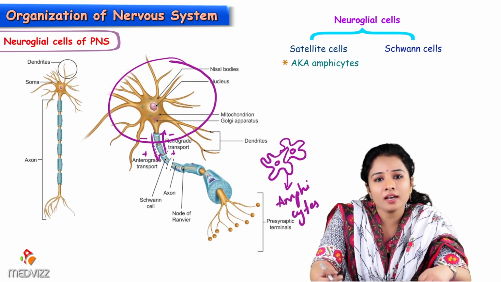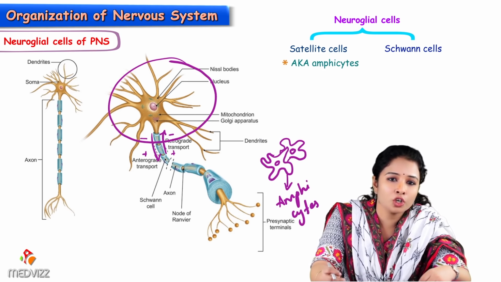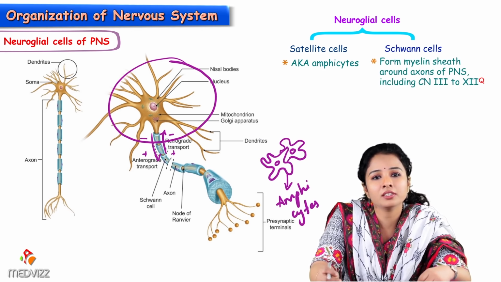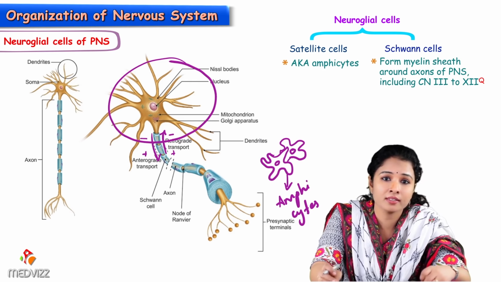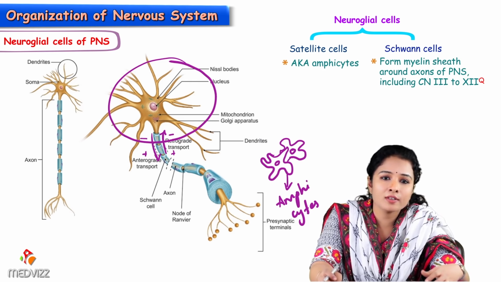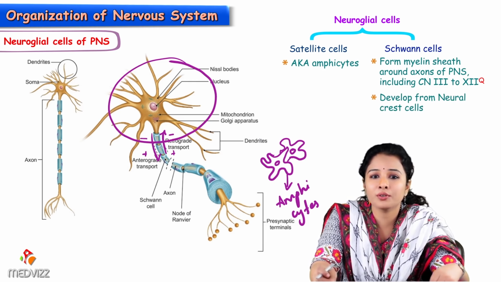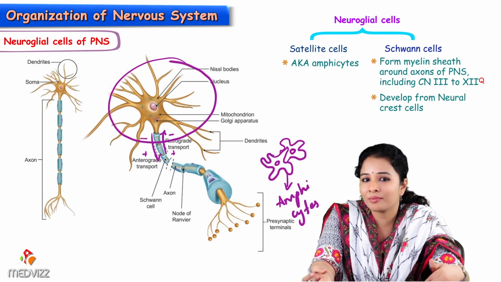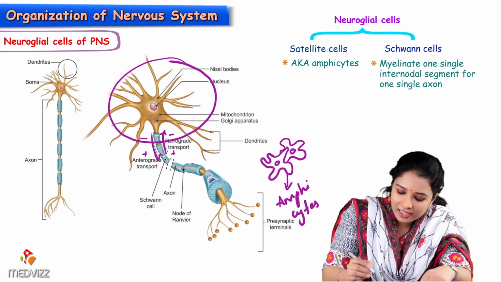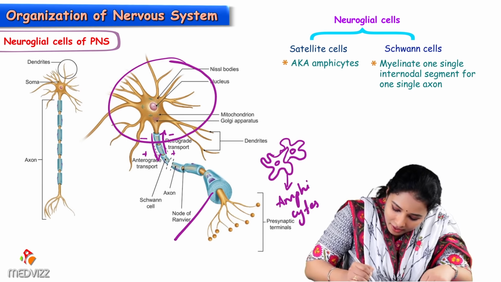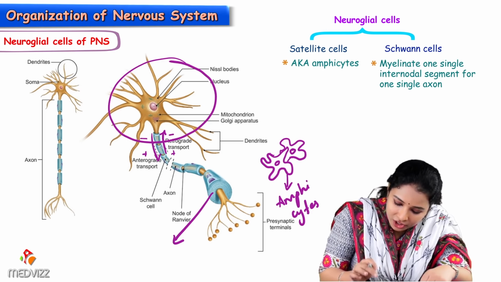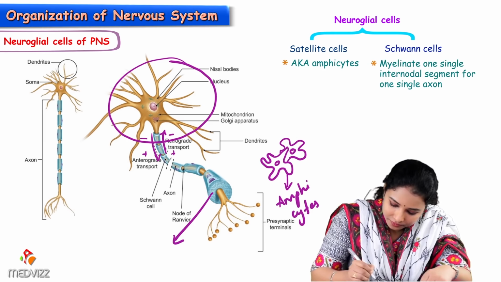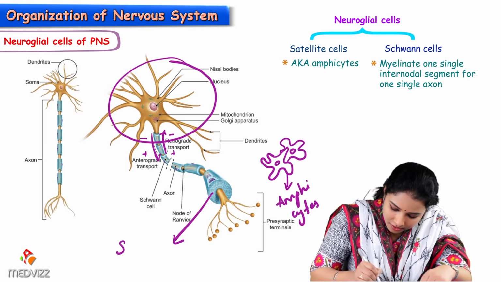And the next variety are the Schwann cells, which are similar to oligodendrocytes, which form the myelin sheath around the axons of the PNS, including cranial nerves from the 3rd to 12th cranial nerves, and these cells develop from the neural crest cells. The peripheral nervous system is derived from the neural crest cells, so the Schwann cells are also derived from the neural crest cells. And each cell, we can see here, forms a myelin sheath of only one axon. So, this is a Schwann cell.